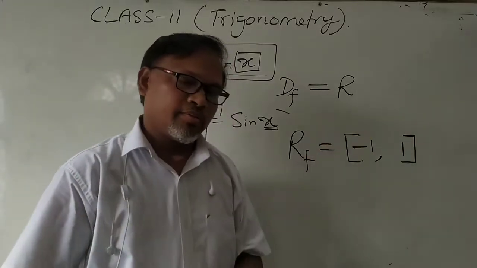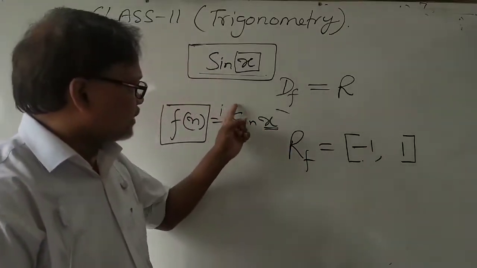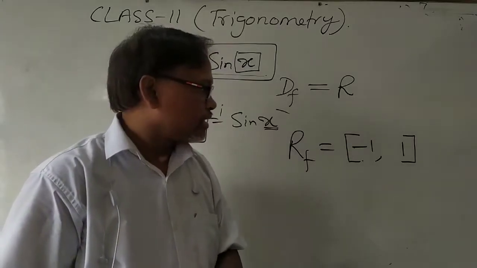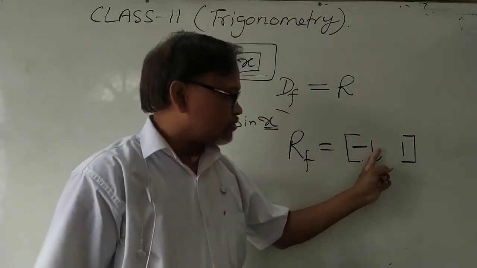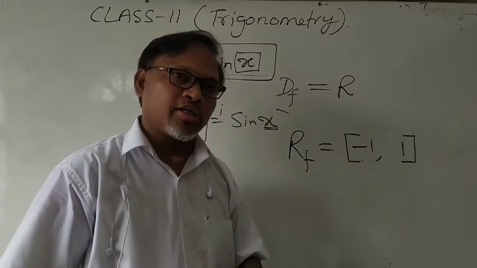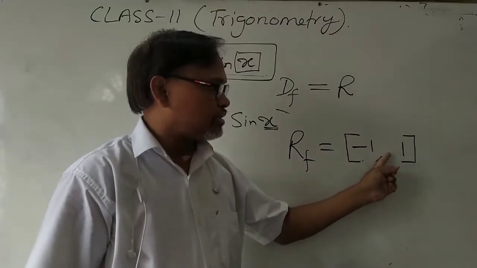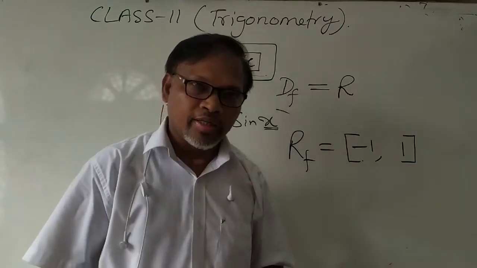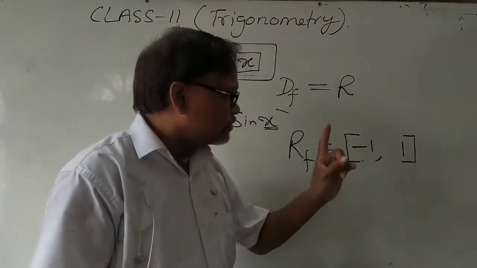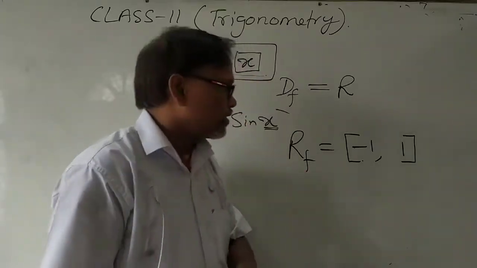-1 to 1, meaning the values of sin theta lie between -1 to 1. You can write -1, and going further it can be -0.9, -0.8, meaning anything, 0.8, 0.9, 0, 0.1, 1, like that. Infinite real numbers, but lying between -1 to 1.